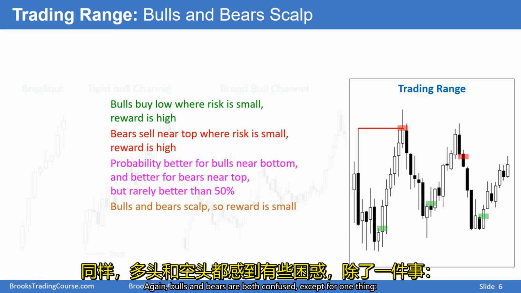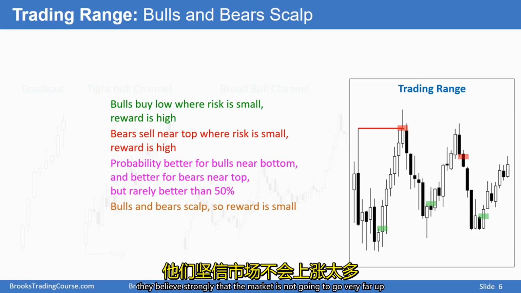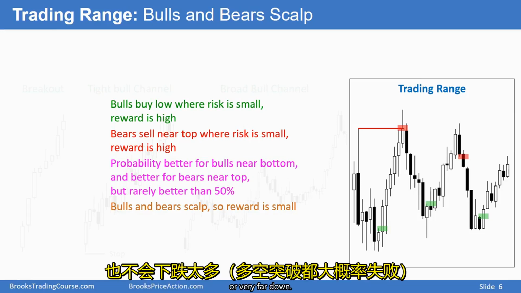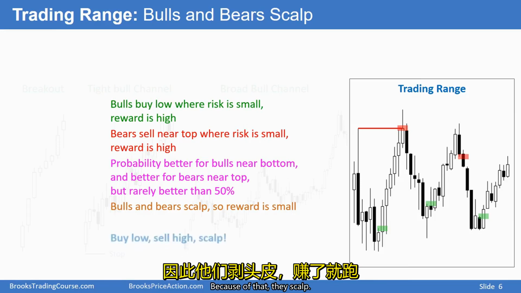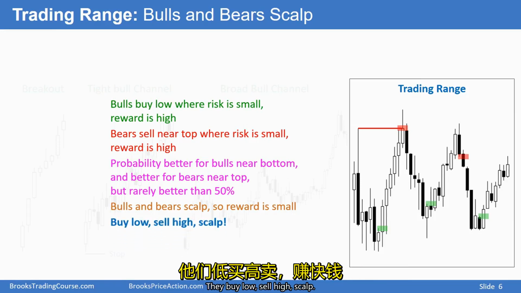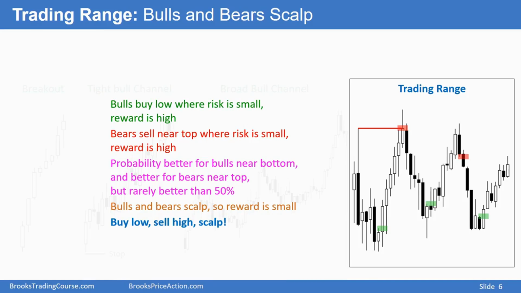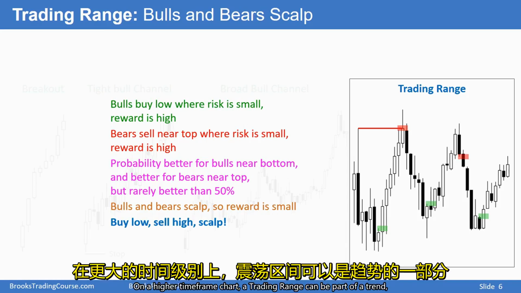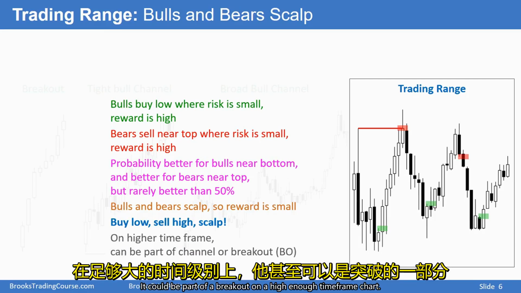Again, bulls and bears are both confused except for one thing. They believe strongly that the market is not going to go very far up or very far down, and because of that, they scalp. They buy low, sell high, scalp. On a higher time frame chart, a trading range can be part of a trend, part of a channel. It could be part of a breakout on a high enough time frame chart.